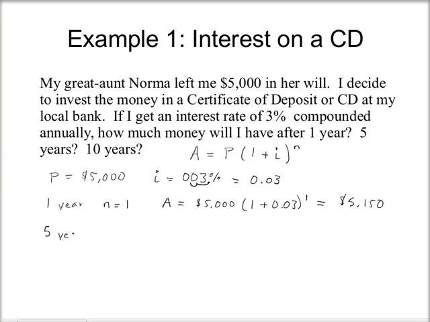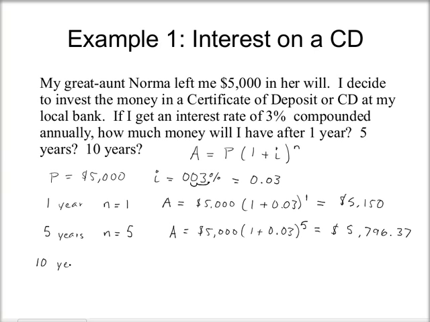After 5 years, that's 5 compounding periods, so n is going to be equal to 5. Then the amount I'm going to have in my CD is 5,000 times 1 plus 0.03 to the 5th power for 5 compounding periods. If I put that in my calculator, that's going to give me $5,796.37 in my CD after 5 years.